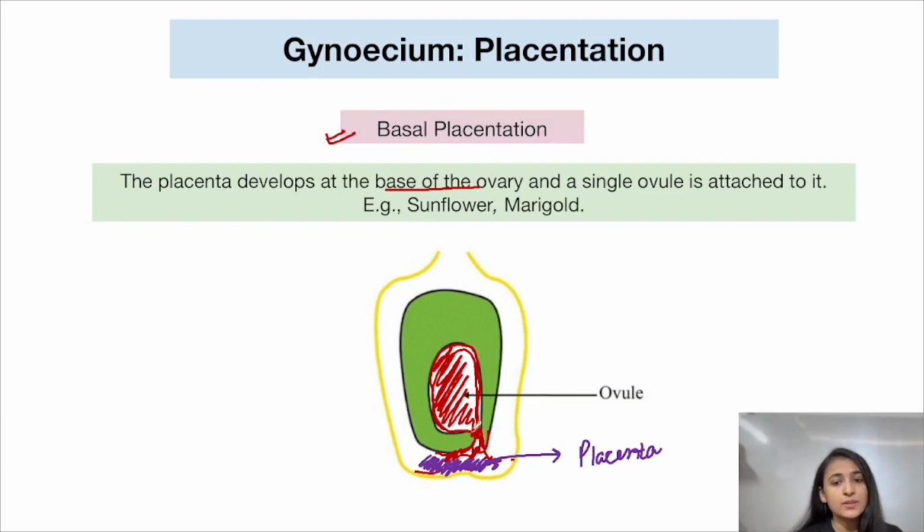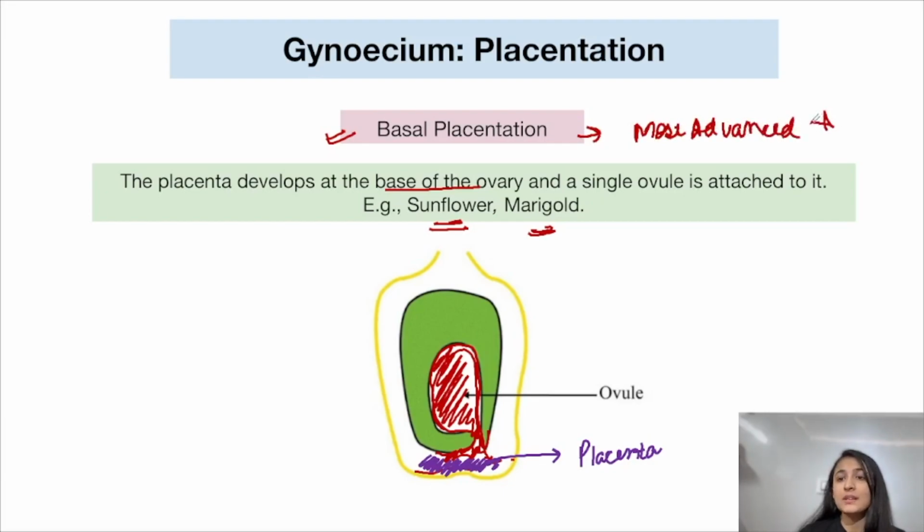ovary and a single ovule is attached to the placenta, and such kind of placentation is seen in sunflower and marigold. And basal placentation is the most advanced kind of placentation. Please remember, it is a very important point. This kind of placentation is the most advanced kind of placentation of all the placentations that we have studied.